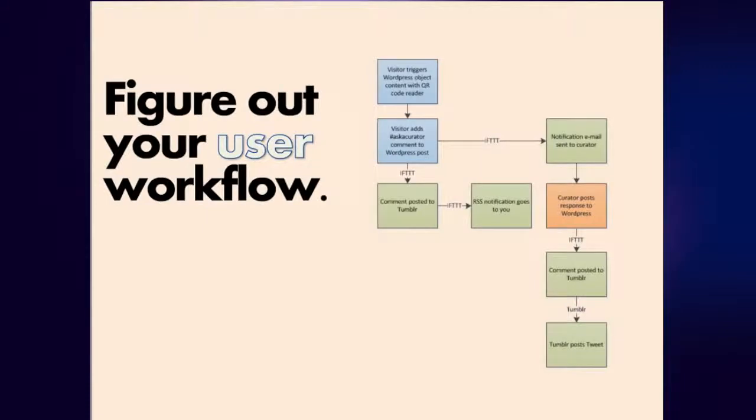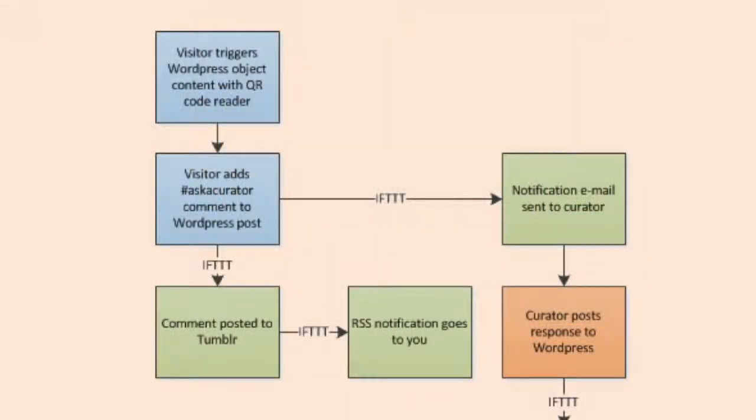So here's an instance where we have just a sample user workflow. We have a visitor in the gallery. They are looking at a WordPress post about an object, having triggered that with a QR code reader. They add a comment to that post using the Ask a Curator tag. That comment is immediately posted to our Tumblr diary, creating an RSS notification that goes to you, the project owner, just so you're aware. But then automatically also a notification email goes to the curator.